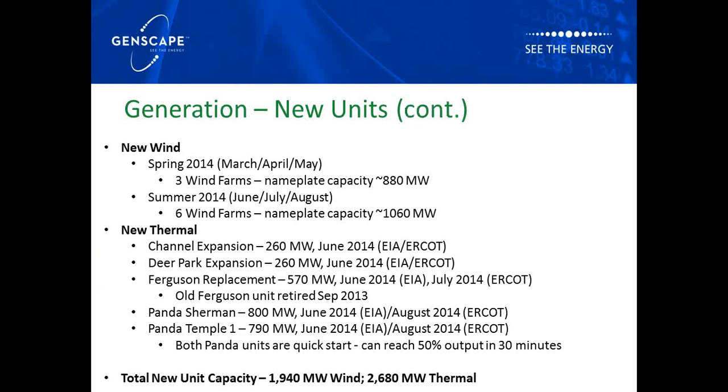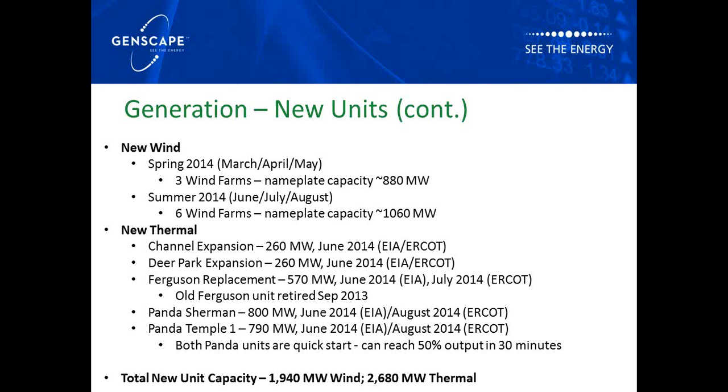New wind that's coming online. Since the spring, March, April, May, we had 3 wind farms that were supposed to come online, nameplate capacity of about 880 megawatts. In the summertime, we've got 1+ gigs separated by 6 different wind farms that are supposed to come online between June, July, and August.